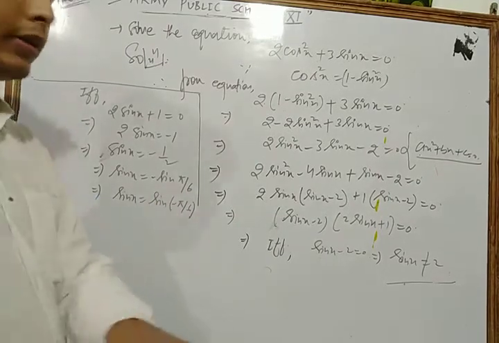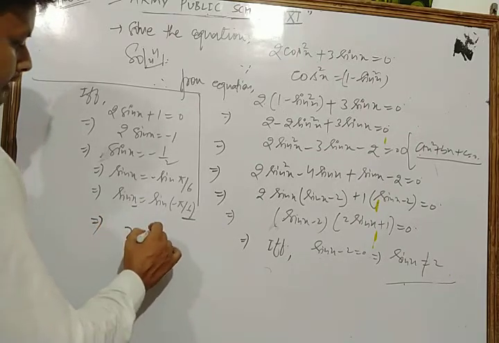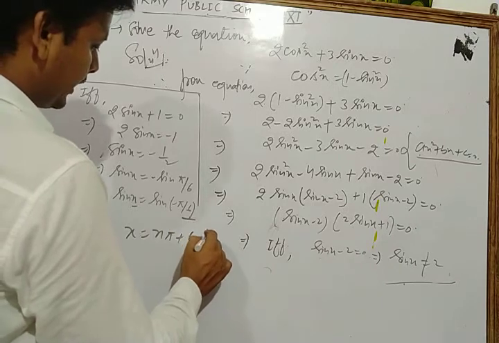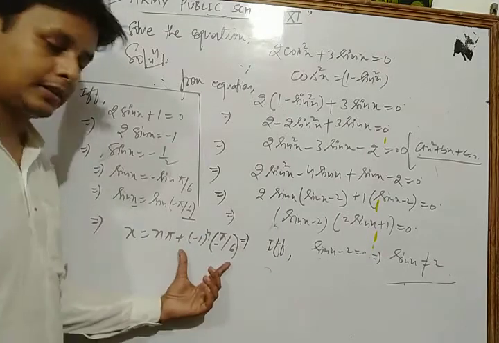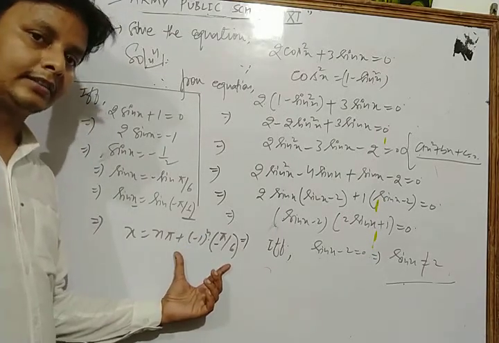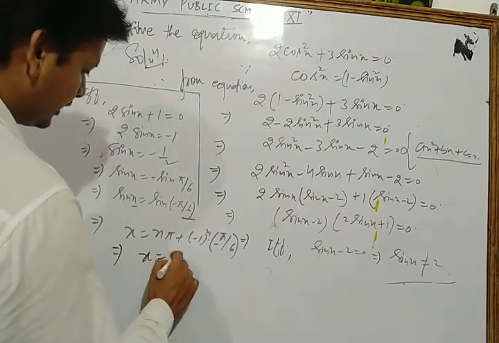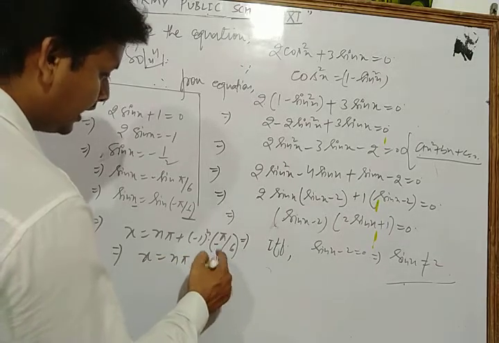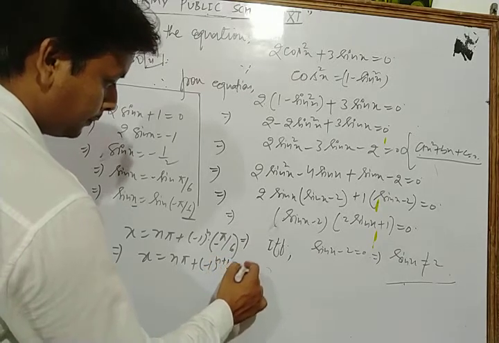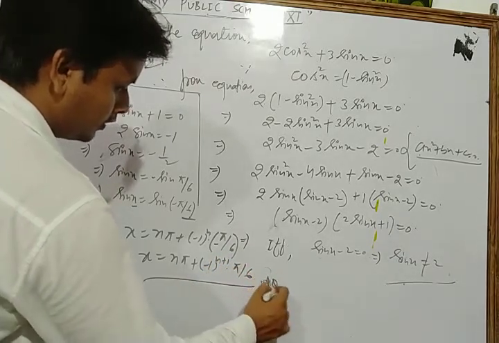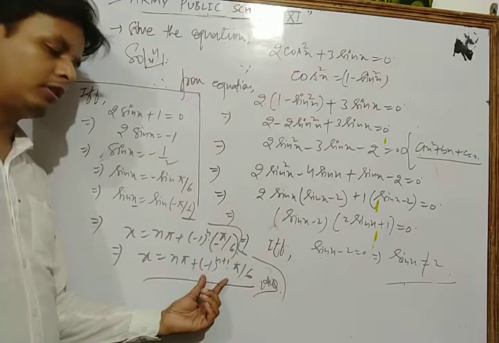So dear students, this is the form of sin x is equal to sin alpha. So we get x is equal to n pi plus minus 1 to the power n into alpha, which means minus pi by 6. This is the final answer. We may also write this as minus 1 to the power n plus 1 into pi by 6, taking minus 1 as common. This is your final answer. Both are your answer, but this can be written in this form also.